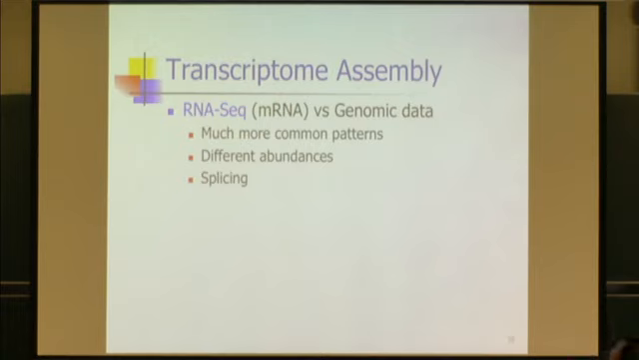And for the transcriptome, this is very difficult because RNA-seq, compared with genomic data, has more common patterns than the genome. And moreover, they have different abundances because the expression level can vary a lot, and the coverage can also be different. Another thing is splicing too. So we've got exons. Then you make the transcriptome assembly very difficult.